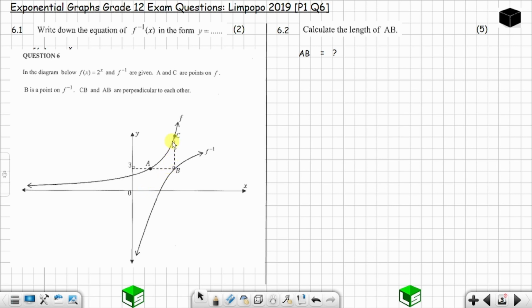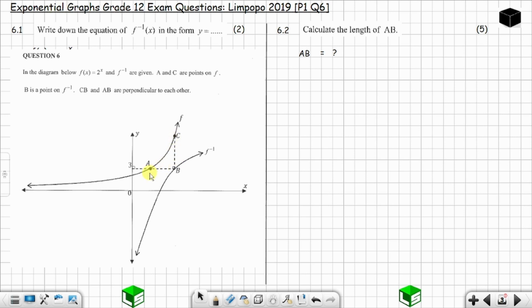If you have to get this vertical distance, the distance BC, you are going to take the y coordinate. Because you are trying to get the vertical distance, you are going to get the y coordinate of C minus the y coordinate of B. You start from the top minus what you have at the bottom. So you use the y coordinate if you want to get the vertical distance.